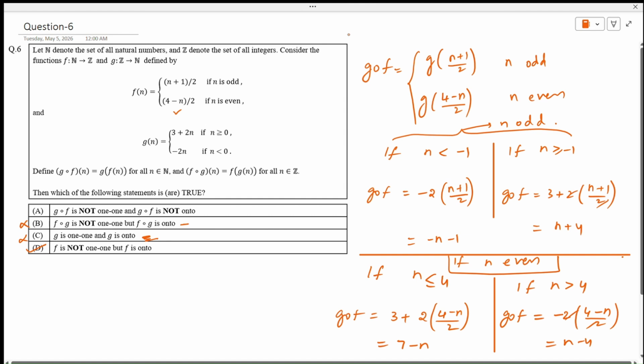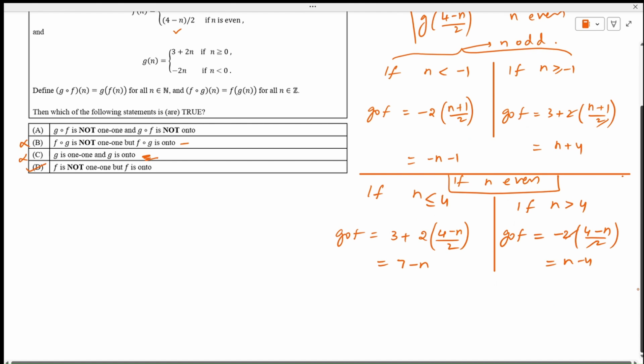Okay, now let us write all the values here. So how to write the values? Let us divide this into 4 parts.